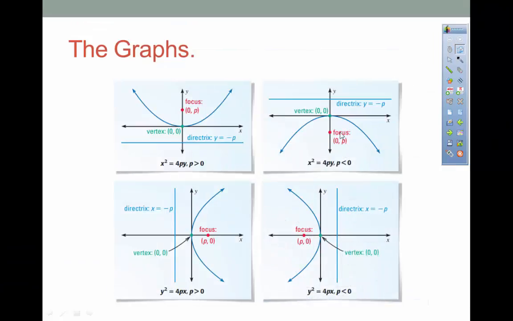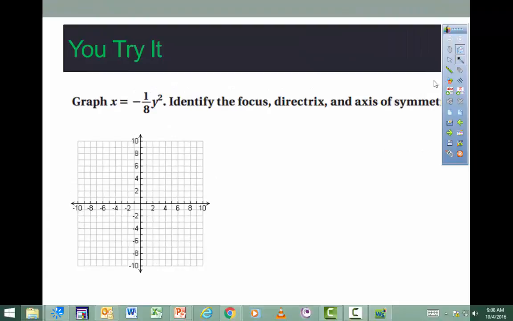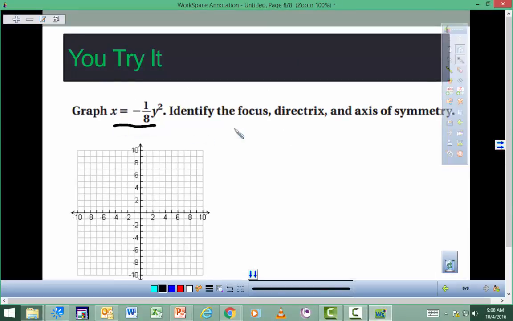So based on just looking at this setup, it opens left. I say it opens left because of that negative. All right? Now, I'll tell you a little secret. You guys want to know a secret? I'm going to tell you how I keep these straight in my head. The equation I know by heart is y equals x squared. That one I know from the previous chapter.